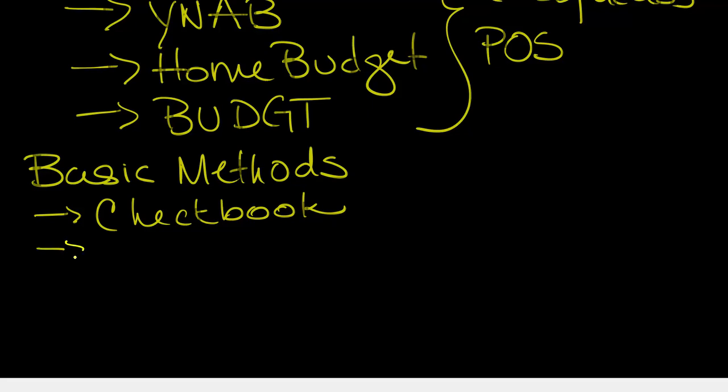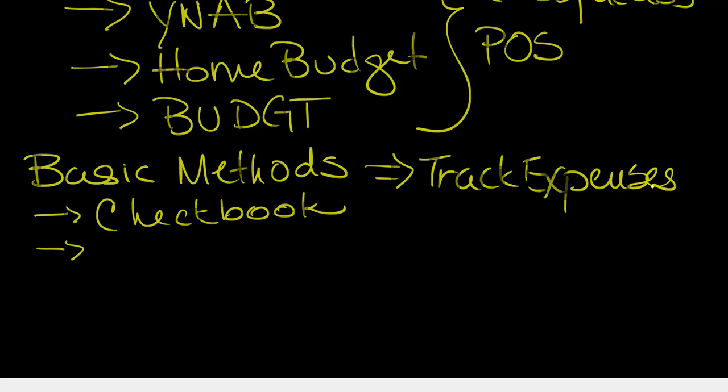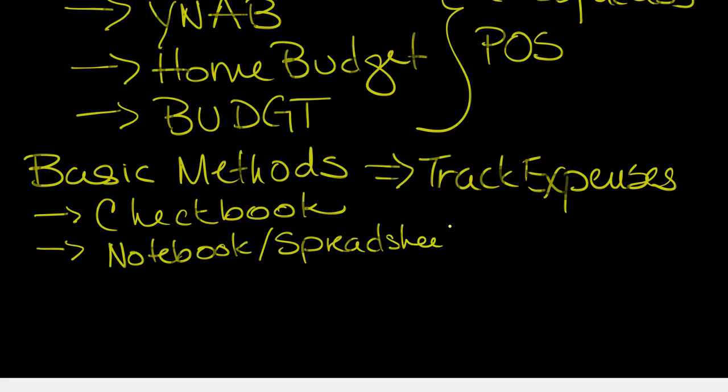A second method would be, and so now when we're talking about budgeting methods, we're really talking about ways to track expenses. So another way to track expenses is just using a notebook or a spreadsheet. And oftentimes we'll do this when we're trying to figure out where our money goes.